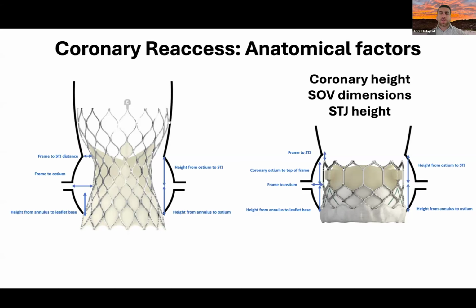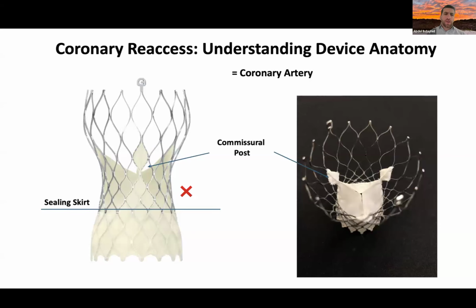By way of example, here's an Evolut valve. We've got the sealing skirt, and we've got a commissural post. Now, you can imagine that if you have a coronary artery by here, the X, that comes out on the side, then that should be pretty easy to get back into. But if the coronary artery is below the sealing skirt or right in front of a commissural post, that can be quite challenging. But that's not the full picture.